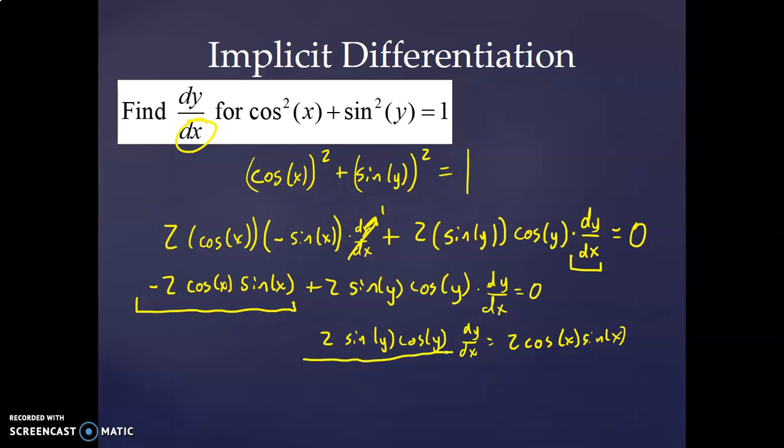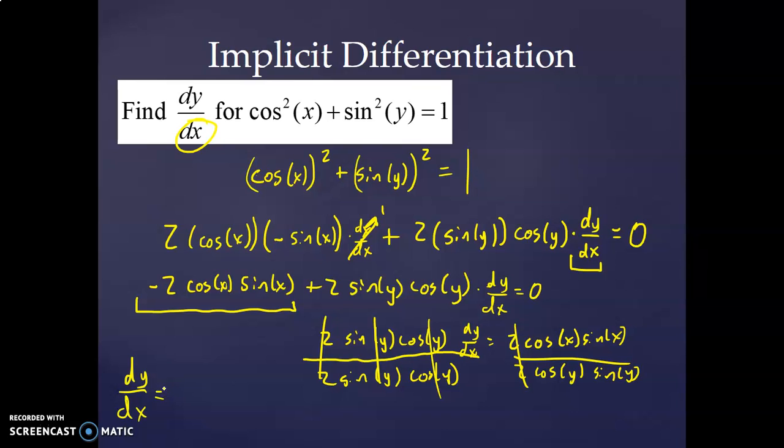And then I would just divide both sides by whatever's in front of dy dx. So 2 sine of y cosine of y on both sides. Now, a common mistake is that kids want to cancel out cosine and sine. Cosine of x and cosine of y are not the same thing. So we can't cancel those out, but we can cancel these 2's out, and we can cancel out everything on this side. So my answer for dy dx should be cosine of x sine of x divided by cosine of y sine of y.